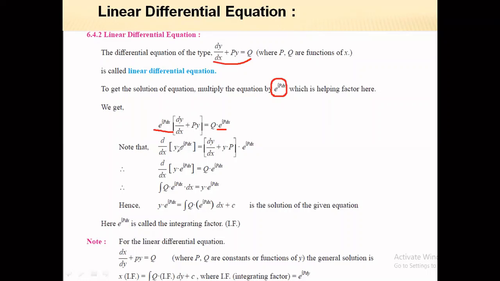So this is the product of two functions, and these are functions of x, so we have to differentiate with respect to x and apply the product rule. The derivative of y is dy by dx, plus y as it is times the term e raised to power integral p dx. When we take the differentiation, we get y into p e raised to power integral p dx. So this is simply the derivative of the product of these two functions, y and e raised to power integral p dx. Now it becomes d dx of y e raised to power integral p dx.